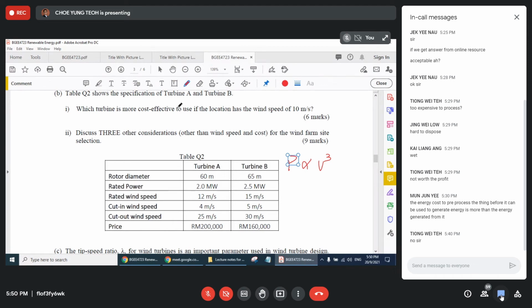Okay, and then other than that, discuss 3 other considerations other than wind speed and cost for the wind farm site selection. Other than wind speed and cost, what else do you need to consider as an investor or anything? You have to consider the impact to the society, impact to the environment, pollution, and what else? Everything. Or maybe distance from the residential area, distance from the substation, so that you can connect to the grid easily, or maybe alternative land use option for the candidate, maybe public acceptance, can the surrounding residents accept you having this kind of wind turbine over here, and impact to the wildlife, and also the supply and demand, of course. If this location already has enough power, why do you need to build a power plant over here?